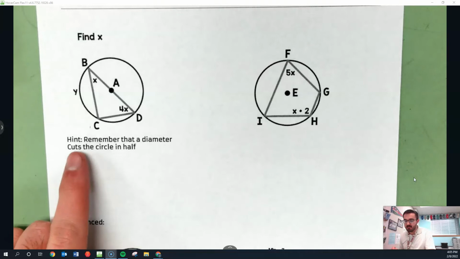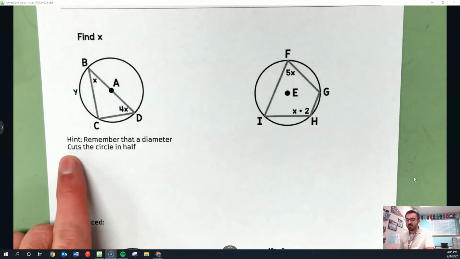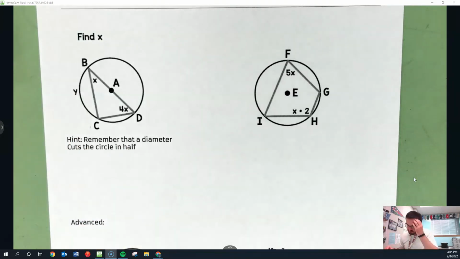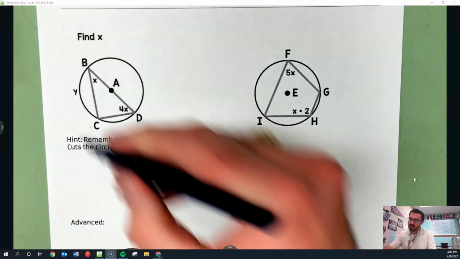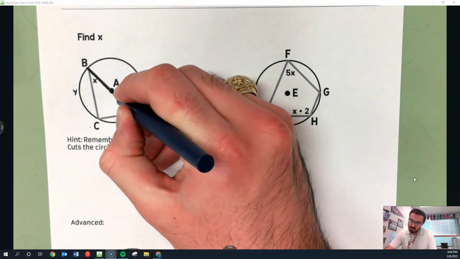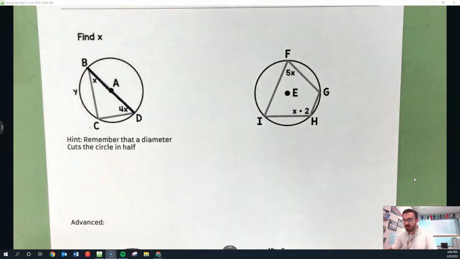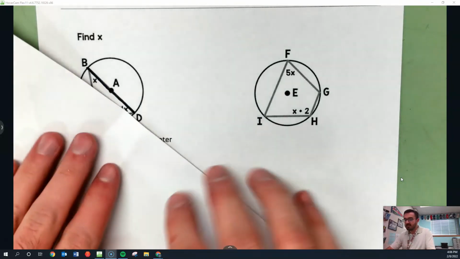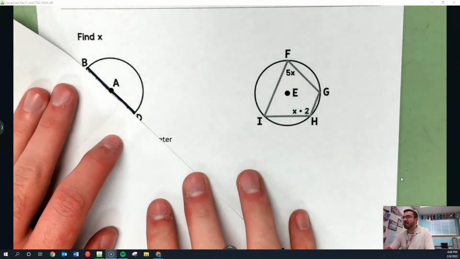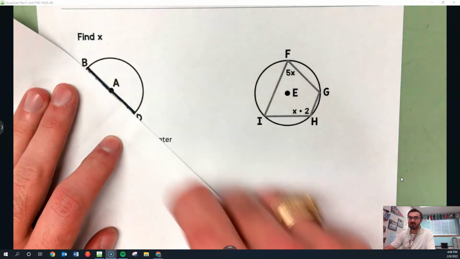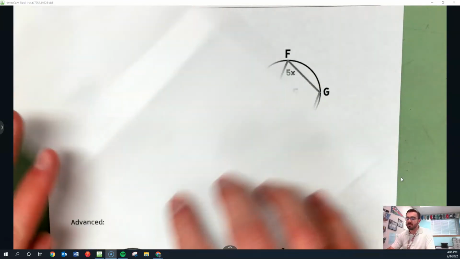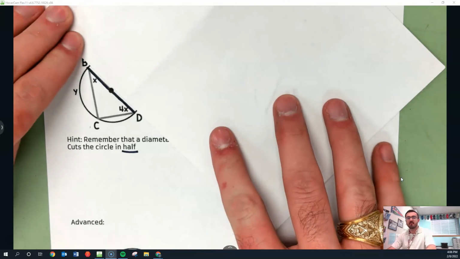Let's look at the hint. It says, remember that a diameter, let's look. Do we have a diameter? Yeah, we kind of have a diameter right here. Look, here's our diameter. Okay. All right, what does a diameter do? It cuts a circle in half. Okay. All right, cool. We got this. So you're telling me that this diameter makes this thing a half. Interesting. Okay, and so this also makes this side a half.